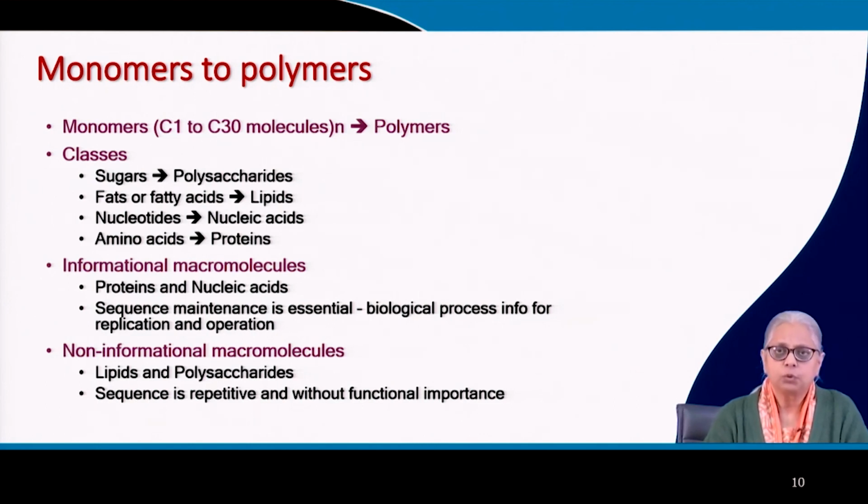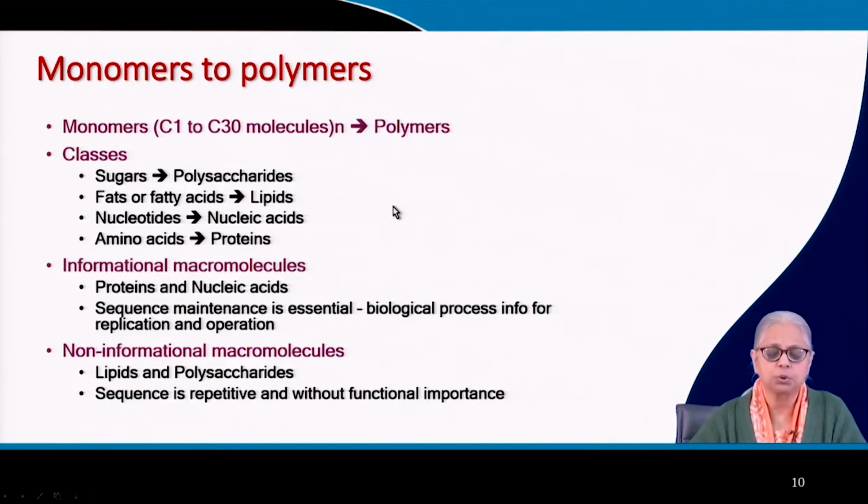Now we have four major classes of biological macromolecules. Like I said, there are carbohydrates, proteins, lipids, and nucleic acids. So the monomeric form for the polysaccharides or carbohydrates is sugar. For the lipids, it's fats or fatty acids. For the nucleic acids, it's nucleotides, and for the proteins, it's amino acids. And we're going to take a look at these details in the next part.